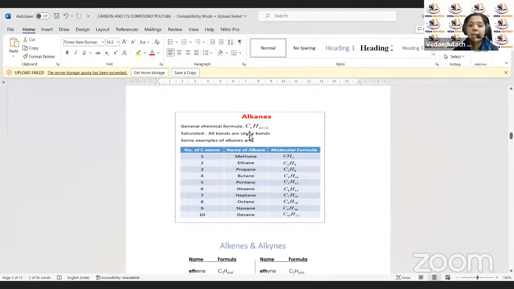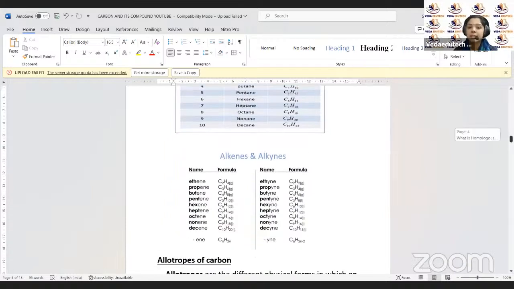As we studied, alkanes are CnH2n plus 2. So one carbon, methane, CH4. When the number of carbon atoms is 2, ethane, C2H6. See, each and every member differs by CH2, in alkenes as well as alkynes. Ethene, propene. As I said, in alkenes and alkynes, we start from 2 carbons. Only for alkane, we have 1 carbon.